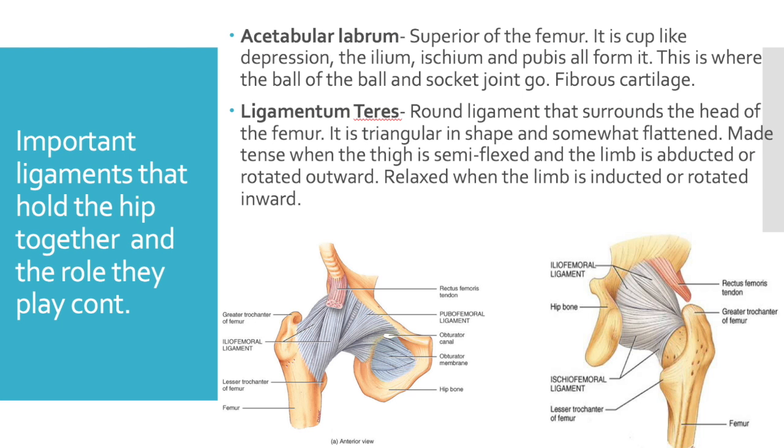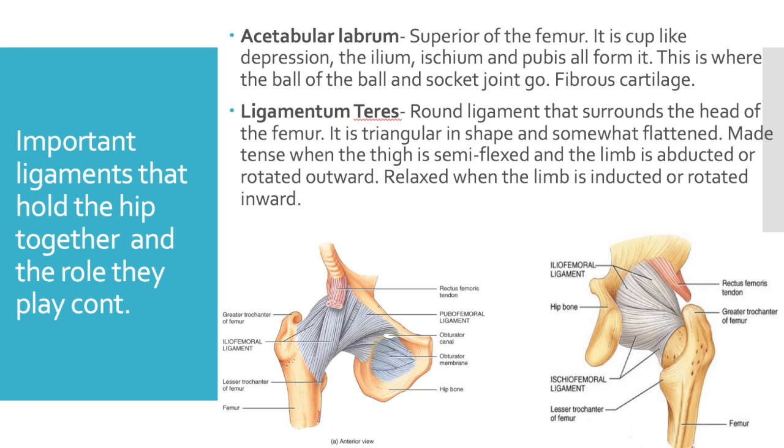More important ligaments that hold the hip together are the acetabular labrum and the ligamentum teres. The acetabular labrum is superior to the femur, and it's a cup-like depression. The ilium, ischium, and pubis all form it, and this is where the ball and socket joint go into, and it's made up of fibrous cartilage.